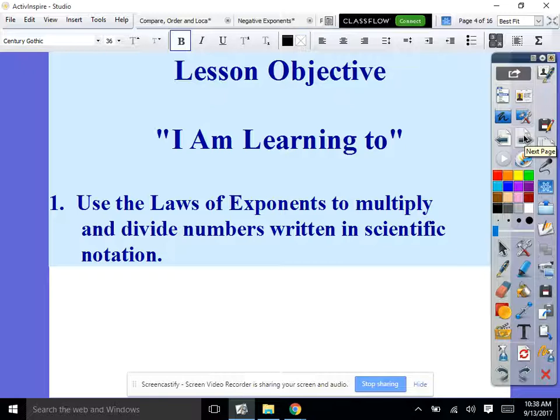Your lesson objective today: I am learning to use the laws of exponents to multiply and divide numbers written in scientific notation. So you'll need to pause the video and write that down.